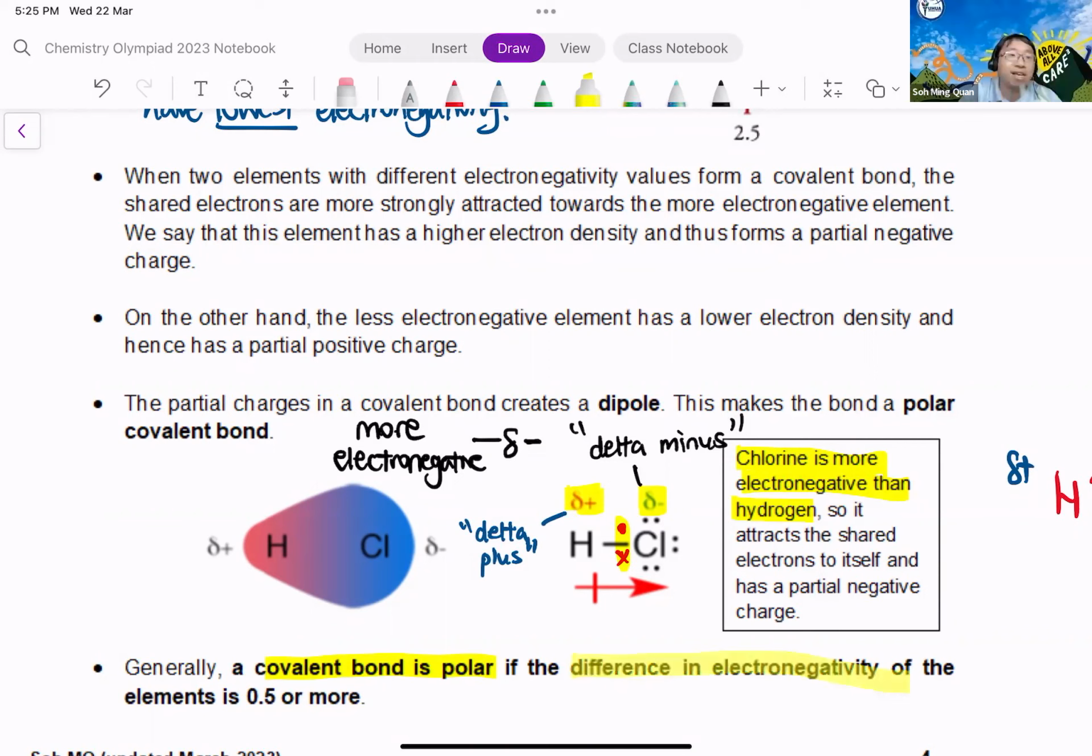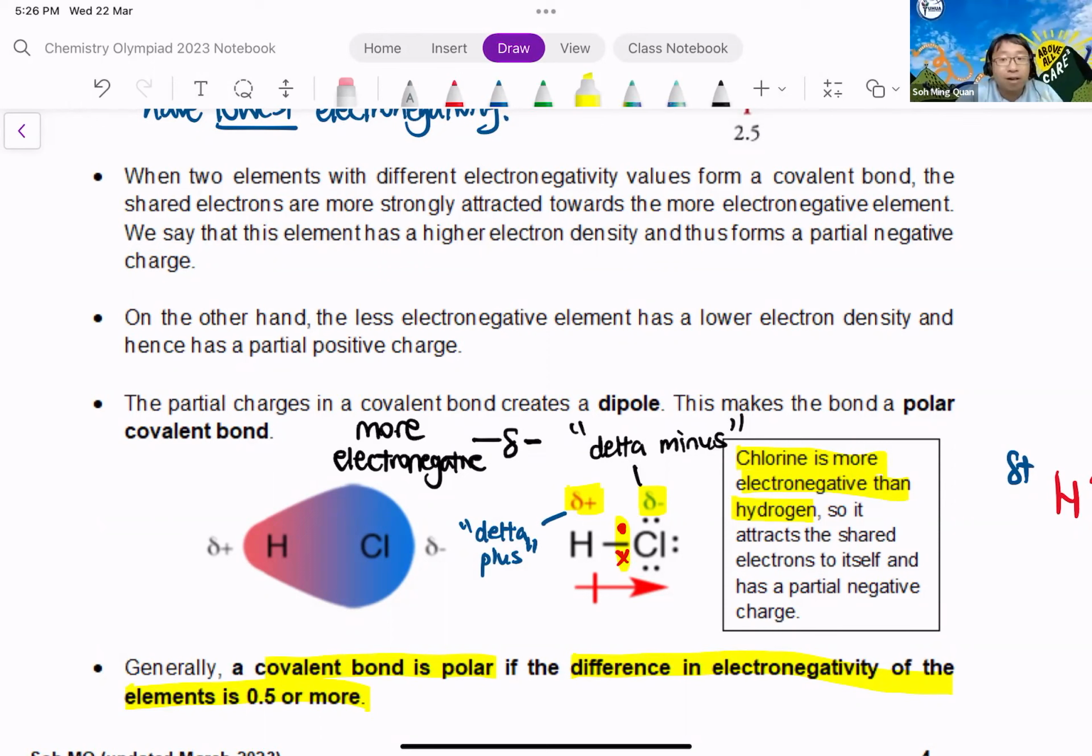And this usually happens if the difference in electronegativity is 0.5 or more. Difference means what? I take the more electronegative element minus the less electronegative element. In this case, chlorine is 3.0, hydrogen 2.1. So 3.0 minus 2.1 equals 0.9. So the difference in electronegativity in HCl is 0.9. Therefore, it's polar. All right.